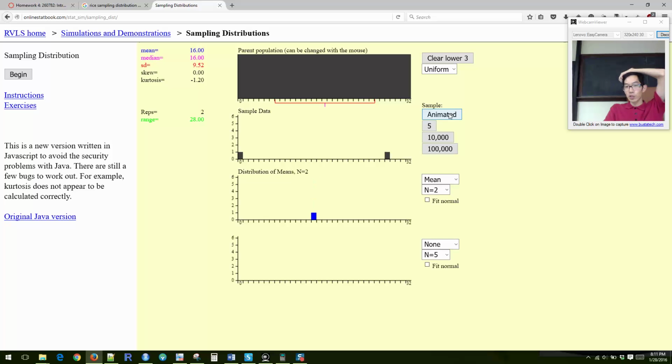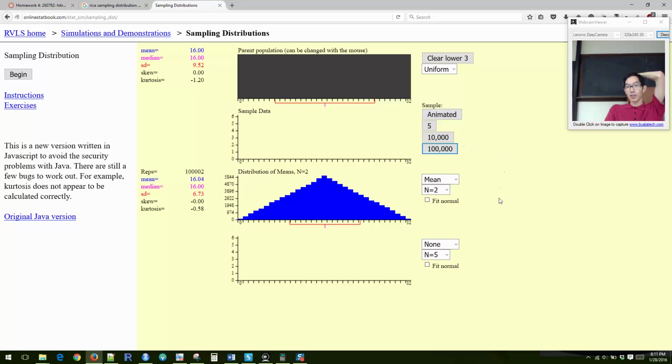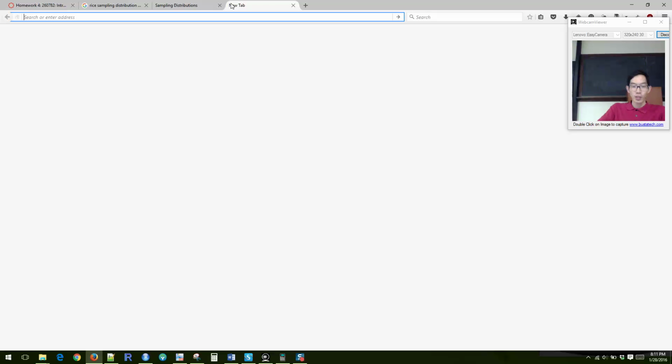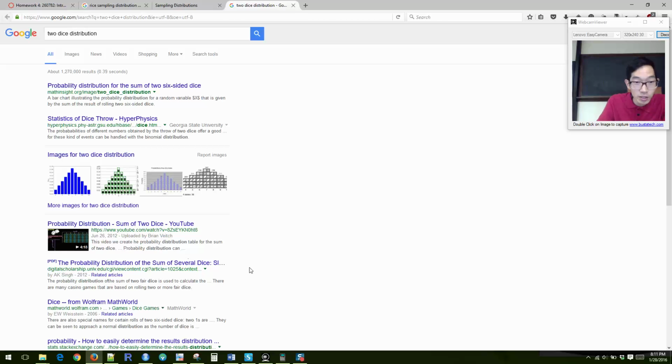So here I'm just drawing 2 numbers at a time. What's this thing going to look like? Okay, I'm just going to jump straight to it. We'll do 100,000, and we get this pyramid-looking thing. Is this surprising? Is this weird? Kind of. All right, so just think of this. This is like a 32-sided die. Think about just a two-dice distribution.